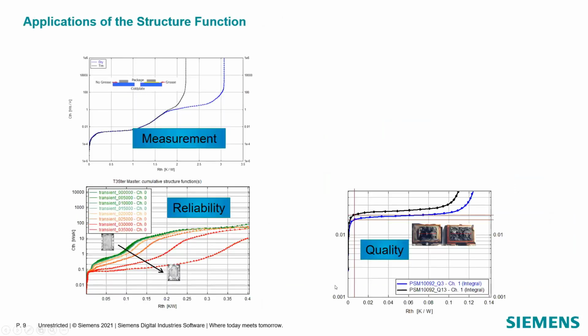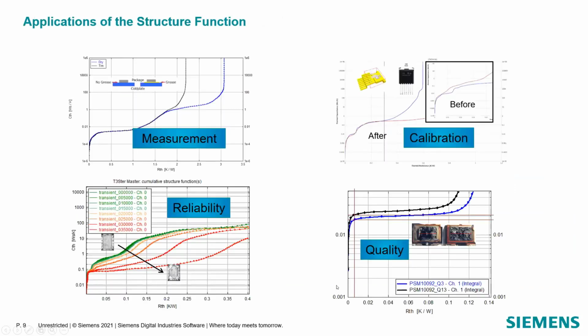How do we use this in real life before I go to the two application examples? Well, you can use this for measuring either package standard metrics like junction to case, junction to solder pad, or junction to ambient, or simply the in situ thermal performance of a board or a component.